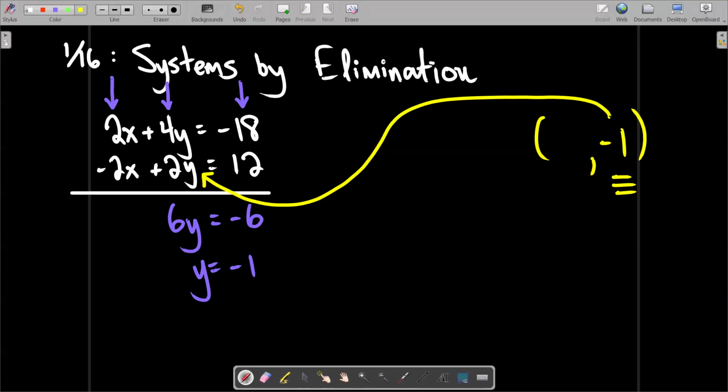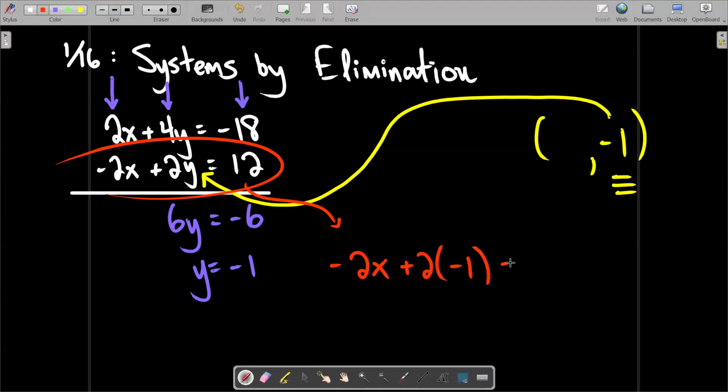So that bottom equation, if I take this equation now and I copy it down here and do a little bit of substitution, it's going to say negative 2x plus 2 times negative 1 equals 12. And I normally wouldn't show that 2 times. I would just do it in my head as I go. I just wanted to get it there for the first one so you can see. You see it? It's just an easy equation now.